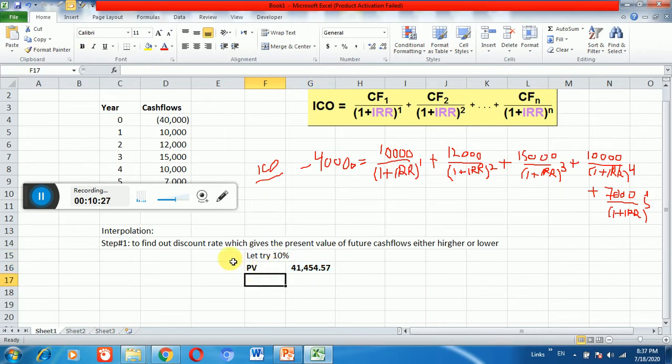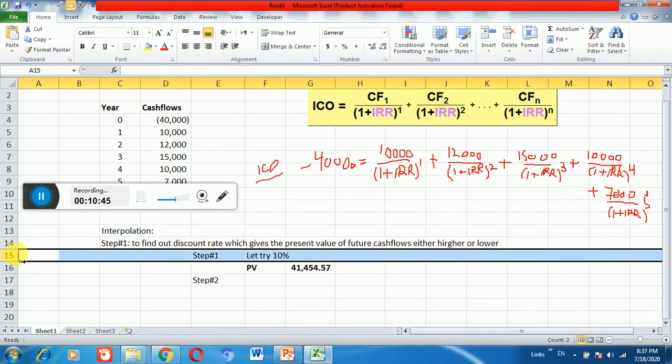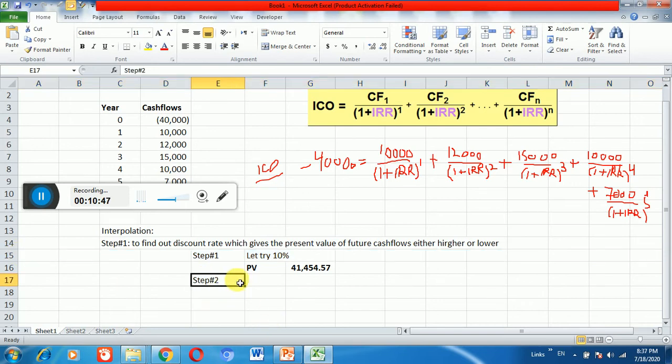So this is the first step. Now in the second step, what you need to do, let's try 15%.